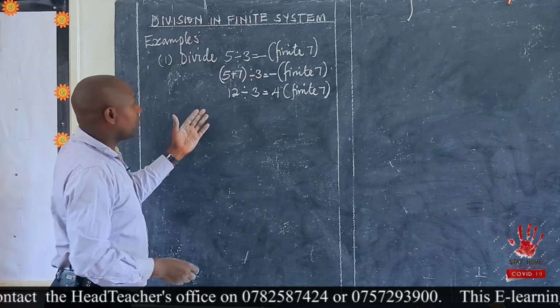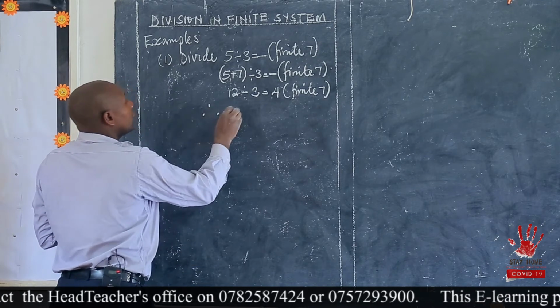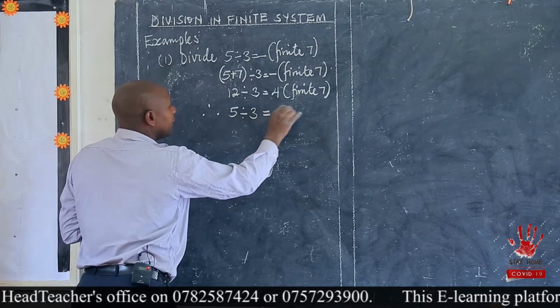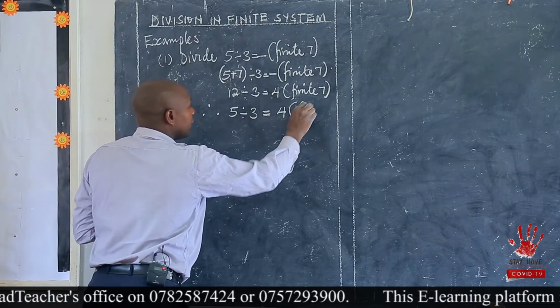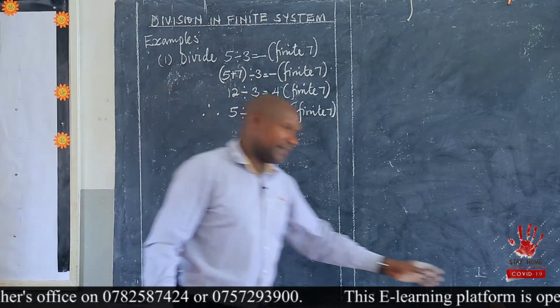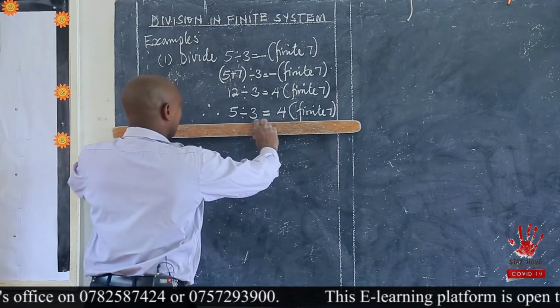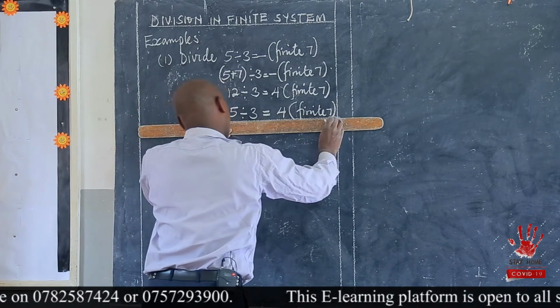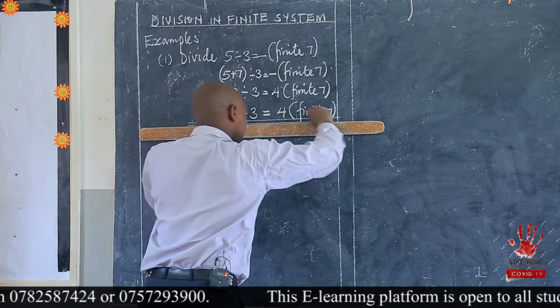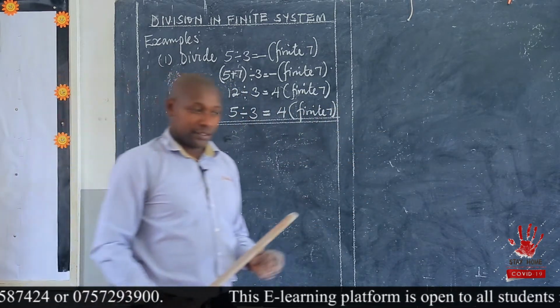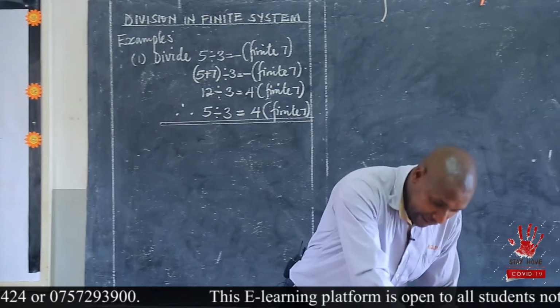How do we summarize this one? We can say, therefore, that 5 divided by 3, the final answer is 4, and this is finite 7. I think division can be the simplest of all operations using the finite system, as long as you are ready to watch other examples. I want you to enjoy this.